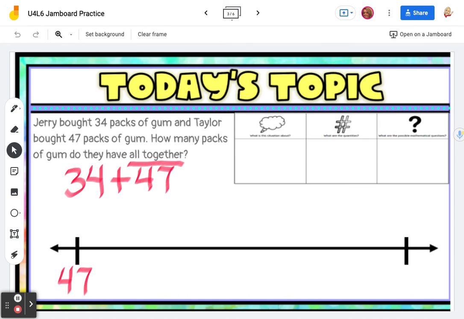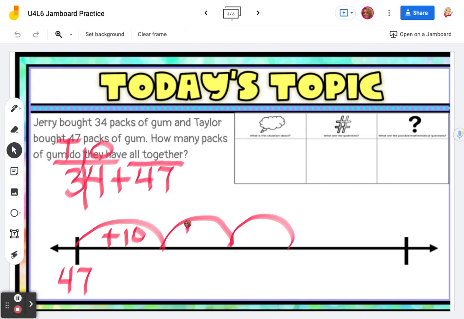I can just use this right here and put my tens and my ones. So I have 3 tens. 1, 2, 3. Those are my 3 tens. And then I have 4 ones. 1, 2, 3, 4. And there's my 4 ones.